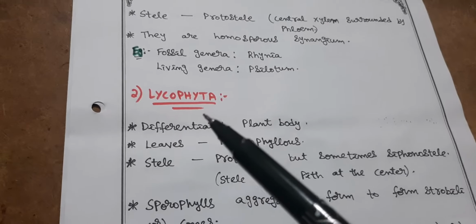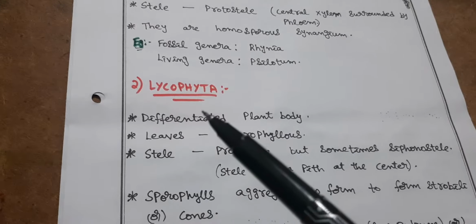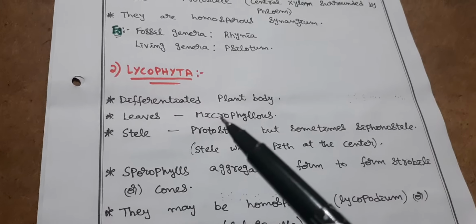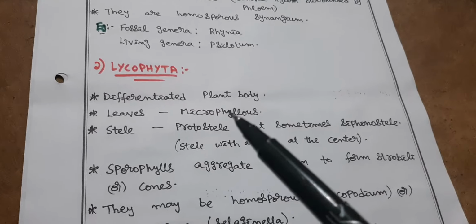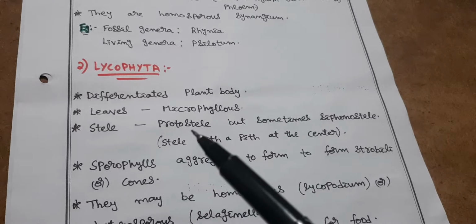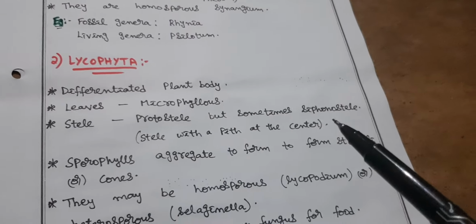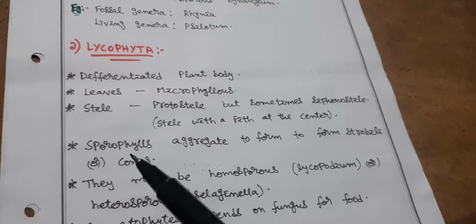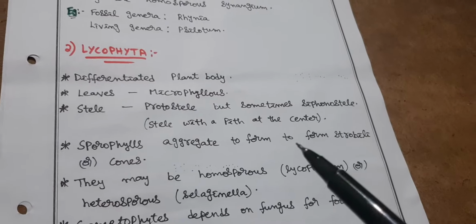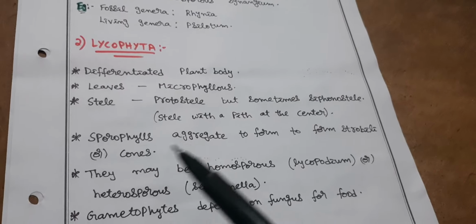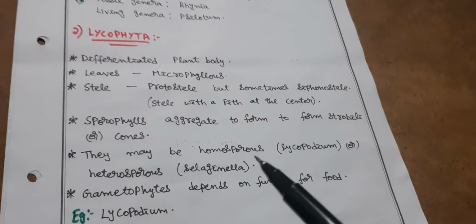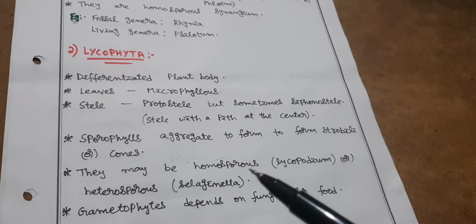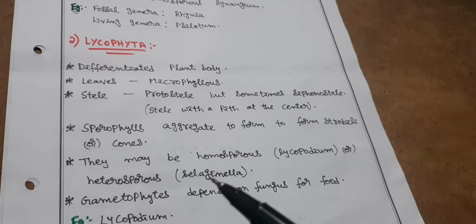Next comes the second division, Lycophyta. These are also known as lycopods. Their plant body is differentiated and leaves are microphyllous. Microphyllous means small leaves. Stele, sometimes protostele, but sometimes siphonostele is present. Siphonostele means stele with a pith at the center. Next, sporophylls aggregate to form strobili or cones. They either may be homosporous or heterosporous. Some examples of homosporous is Lycopodium and heterosporous is Selaginella.